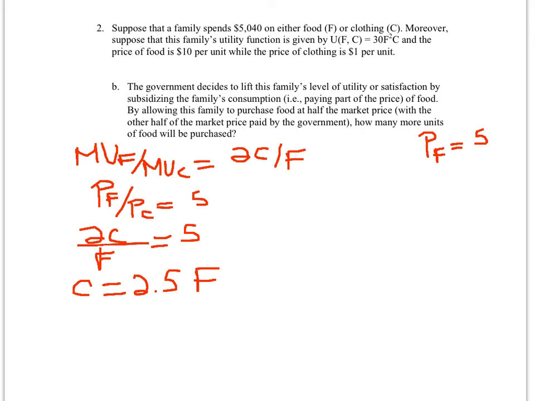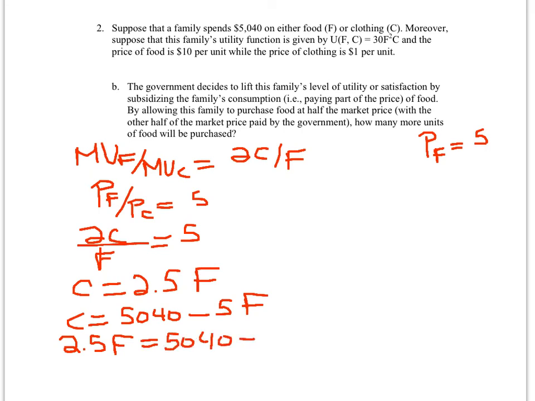So now we can replace. Now remember that the budget line also might have changed a little bit, because the ratio of the prices is the slope of that budget line. So now we have C is equal to 50/40, that stays the same, but now this, instead of being 10F, it's going to be 5F. And now when we replace here, 2.5F equals 50/40 minus 5F, then we can solve for F.